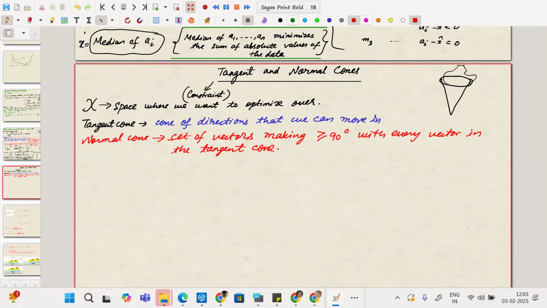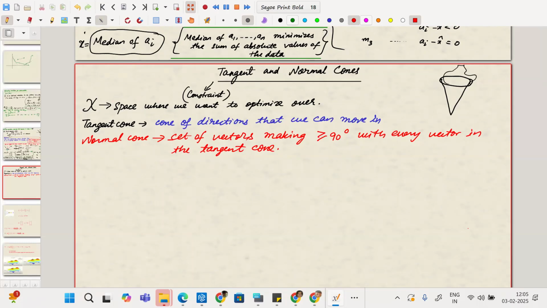Understanding tangent cone: it is any vector space where we can move in, and the normal cone is the set of vectors which make greater than or equal to 90 degrees with the tangent cone vectors. Got that idea? So normal will be perpendicular to the tangent. That's the basic idea. And we are in any dimension, so we are making this space, making this cone.